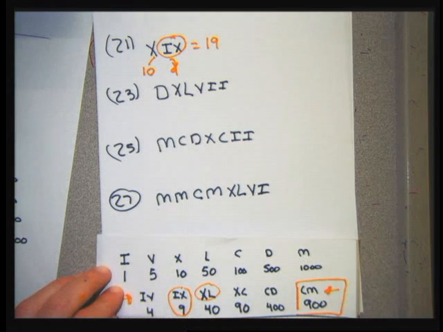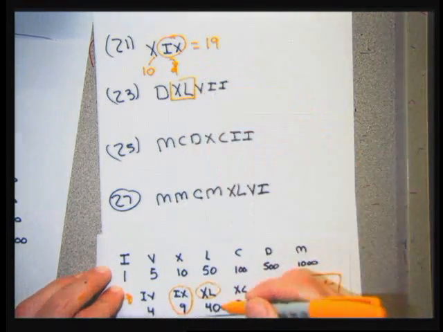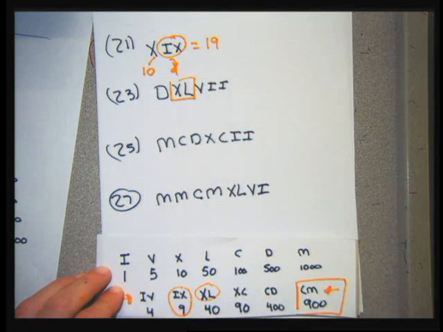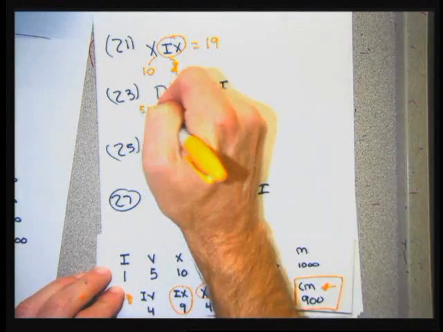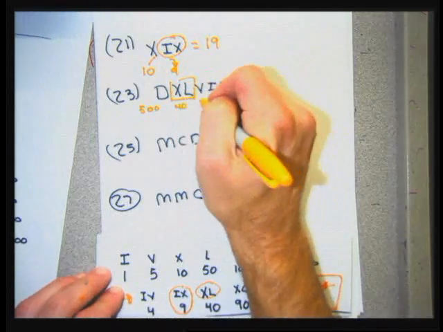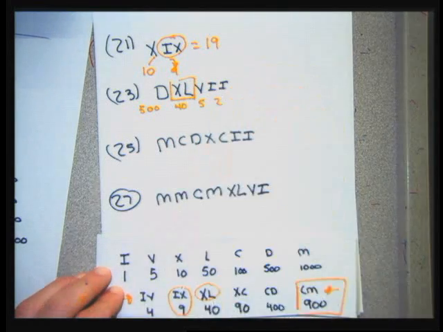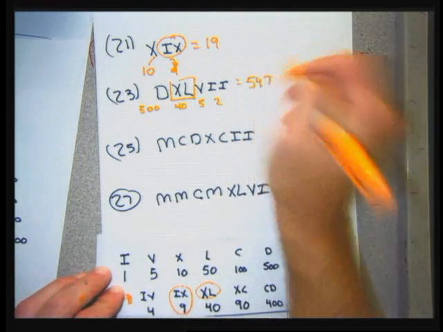Similarly, for 23, I look for any 4s, 9s, 40s, 90s, 400s, or 900s, and I see an XL, and an XL is a 40. I don't see any other 4, 9, 40, 90, 400, or 900, so nothing else needs to be bound together. Now I'm going to write down what each number is. D is 500, XL is 40, V is 5, and II is 2. I'm going to add those numbers up together, and if I did that right, I get 547.